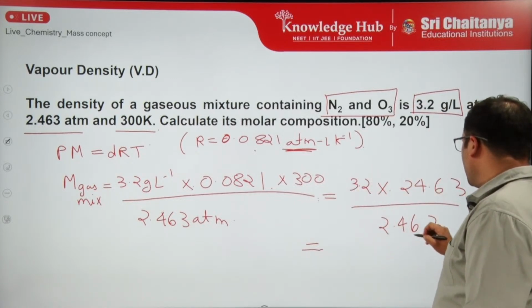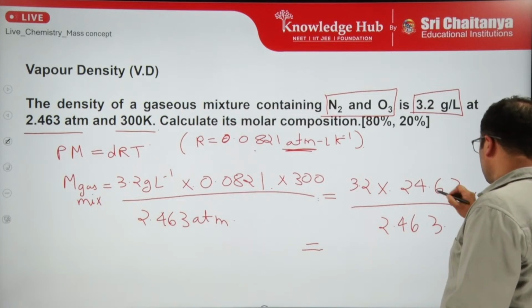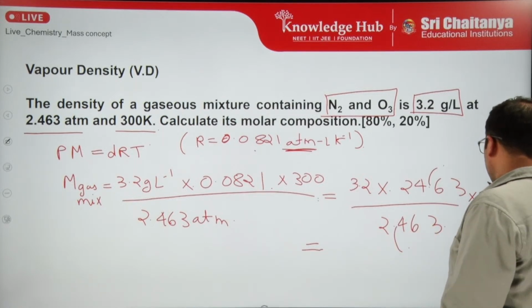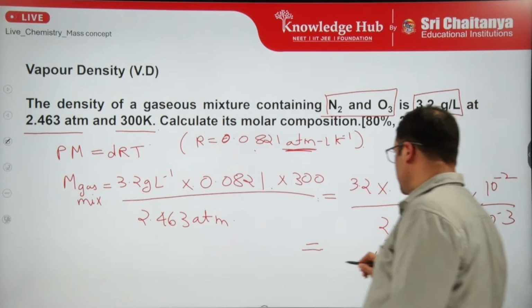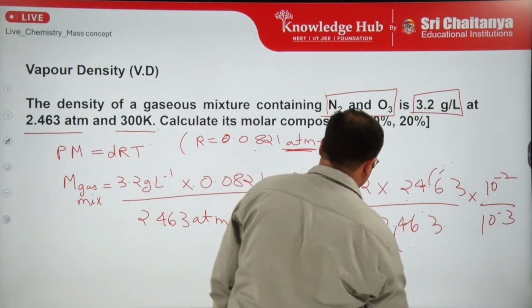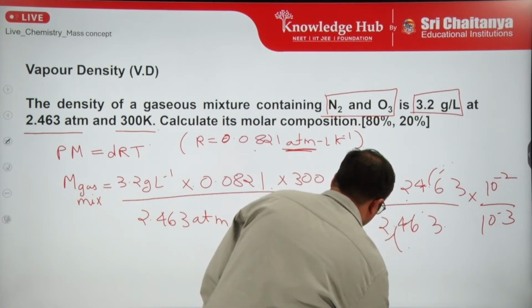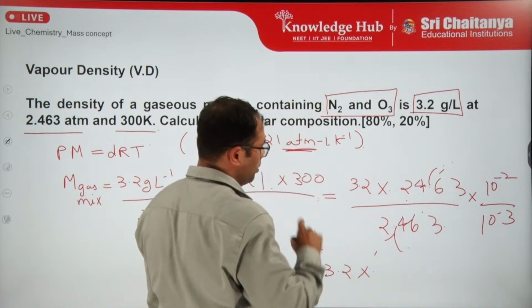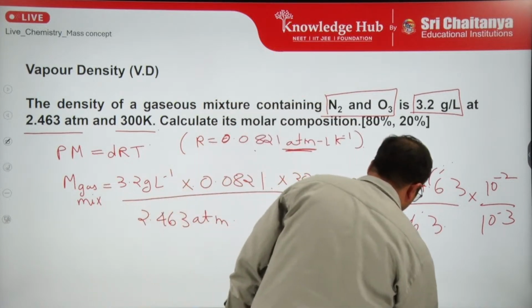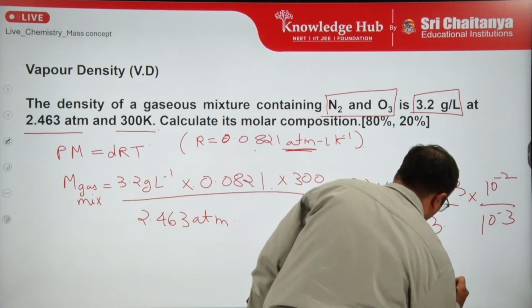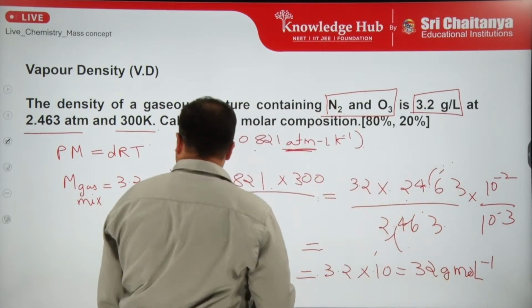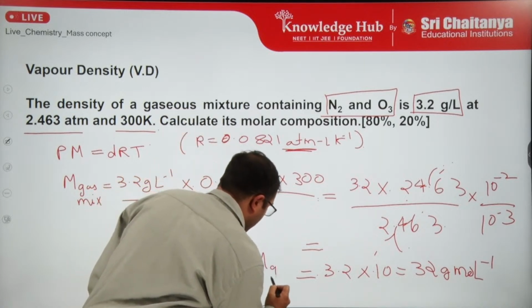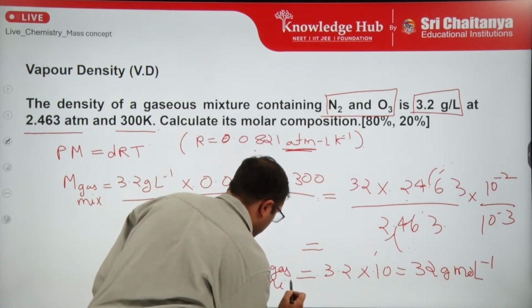So now if I try and cancel this out, just remove the decimals here. This will be 10 raised to power minus 2, this will be 10 raised to power minus 3, and these will get cancelled out, right? So you have 3.2 multiplied by 10, or I should say you have the value of 32 grams per mole. So with this we have calculated the molar mass of the gas mixture.